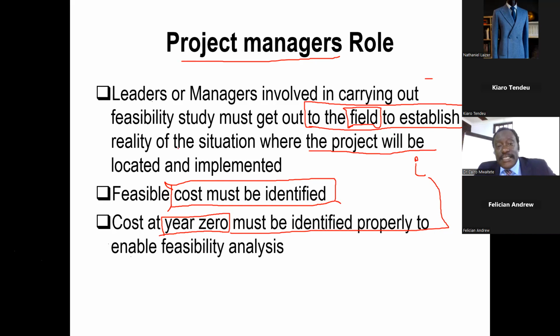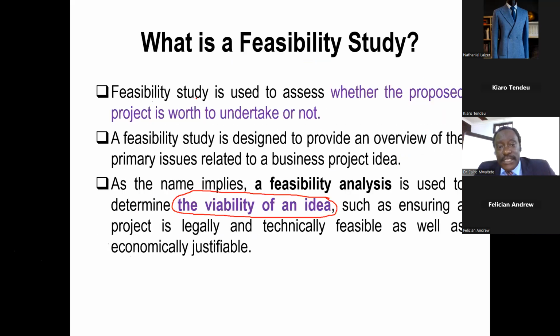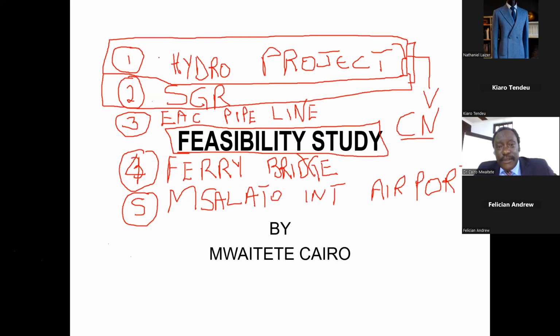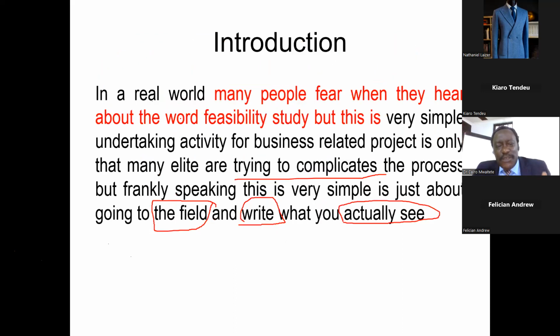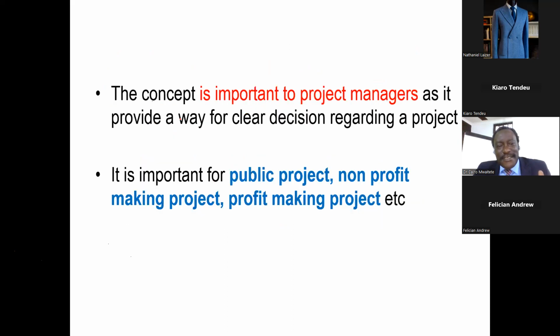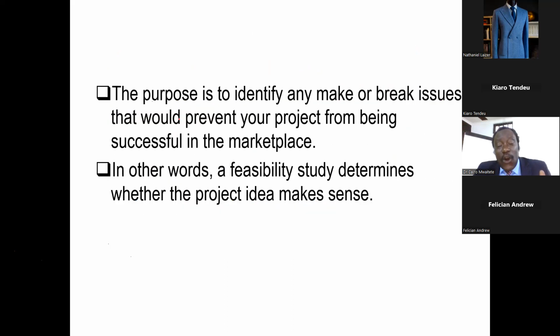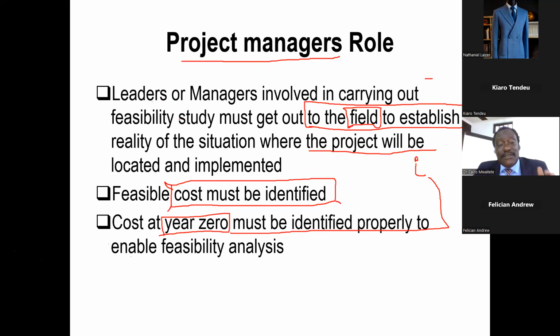Look here, we said this one thing. You are talking of bigger projects like hydro. You're talking of standard gauge. You're talking of the EAC pipeline. Those are huge projects, you see. So you need to measure all the costs. Clarify at the beginning. Get some time to assess where the pipeline will be passing.